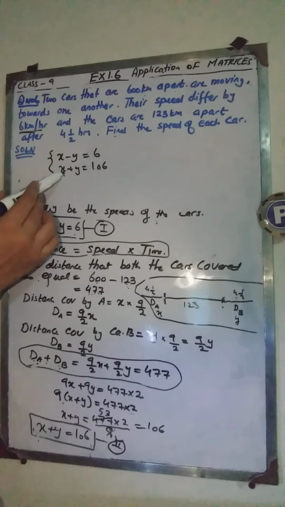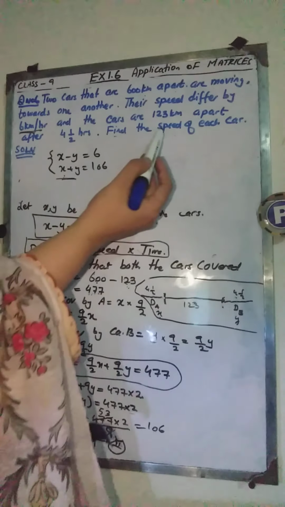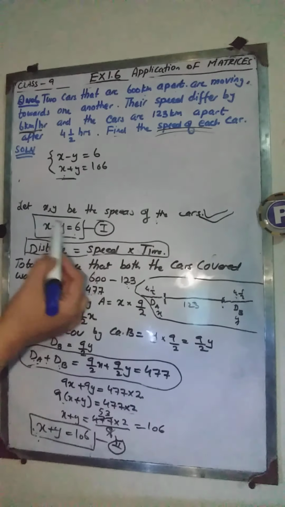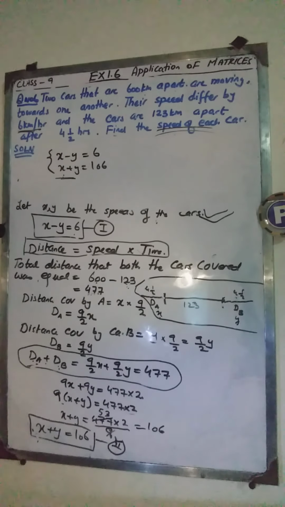Solving this equation by matrix inversion or by Cramer's rule, you can easily find the values of x and y, which were the speed of both the cars that we have already taken in the beginning, or supposed in the beginning.